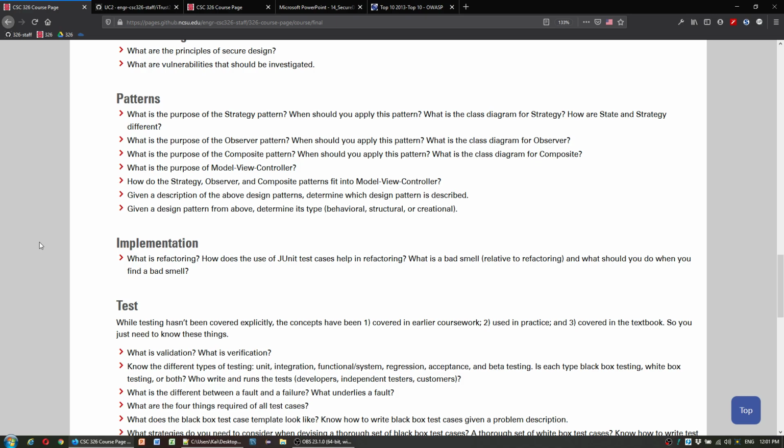Then the last thing, what is the class diagram for all of these? Wikipedia has pretty good pictures of all of them as well, and it just shows you what it looks like.